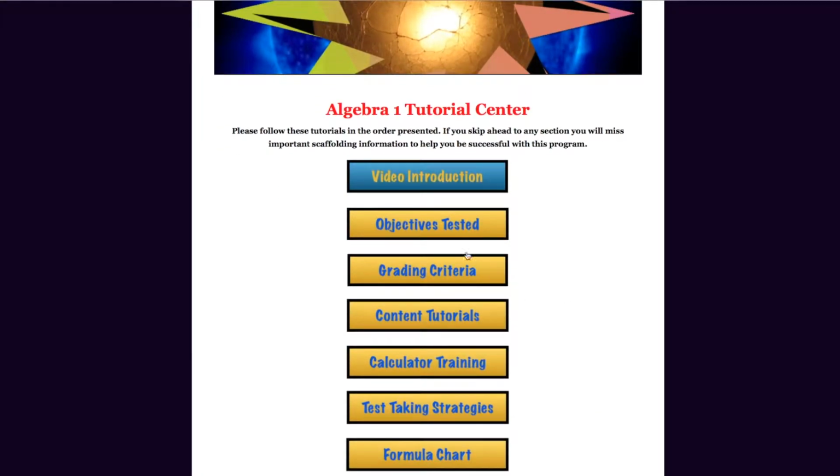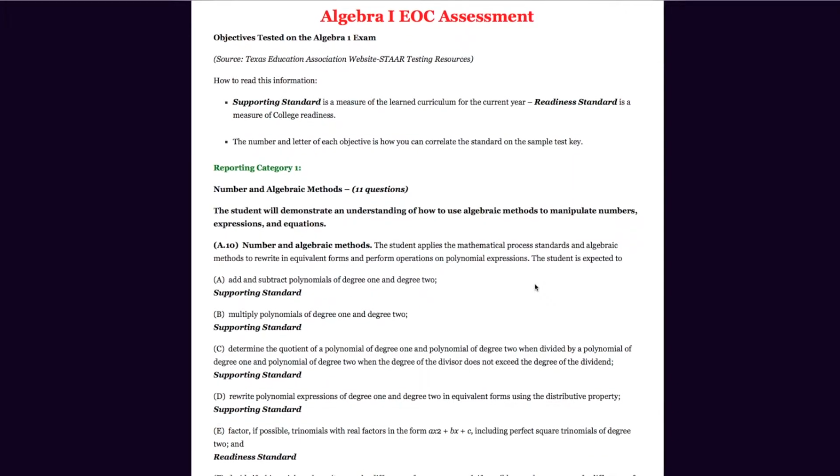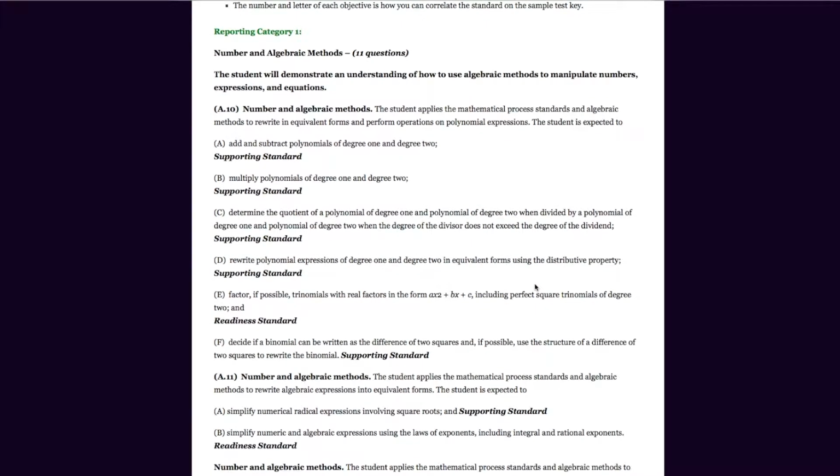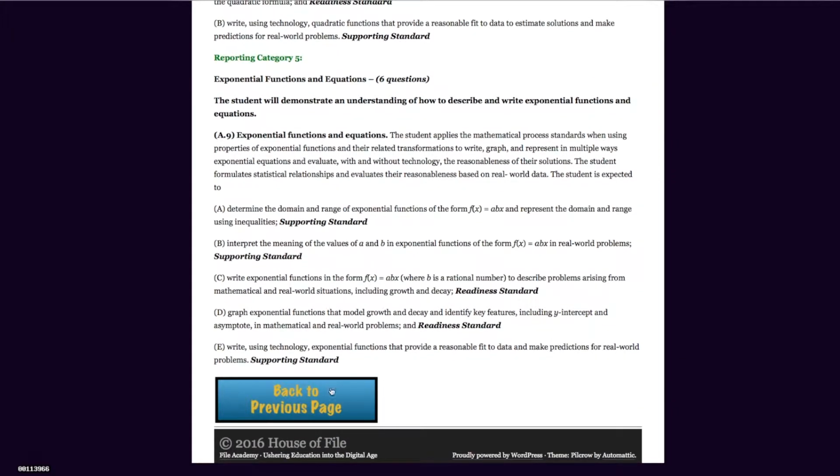the Algebra 1 exam. Now, going back to objectives tested, this will basically tell you everything that they test, what categories, and it tells you the number of questions in each category. When you then take the practice test and use the key to grade it, the key will correspond back to these numbers. So if it's A.10a, you'll know that that question had to do with this. Well, what's important is if you have missed, say, 6 on the practice test, and 5 of those is from one reporting category, then you know where you're weak and you need to go work on it.